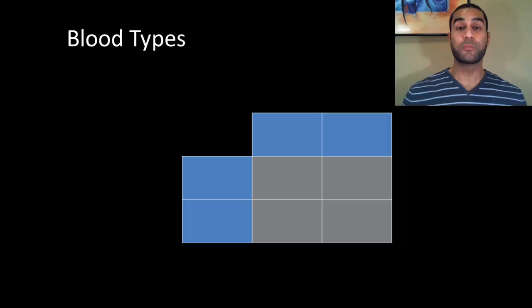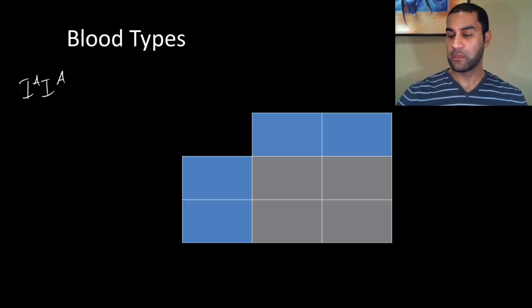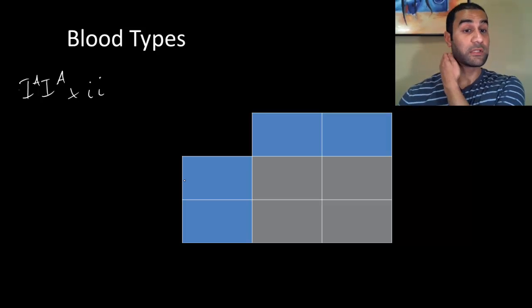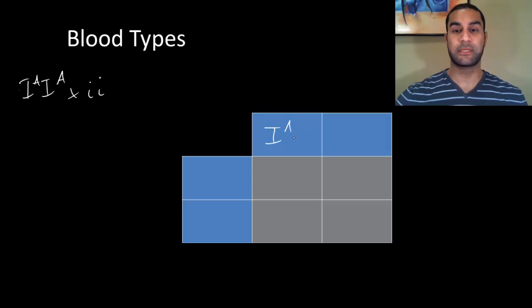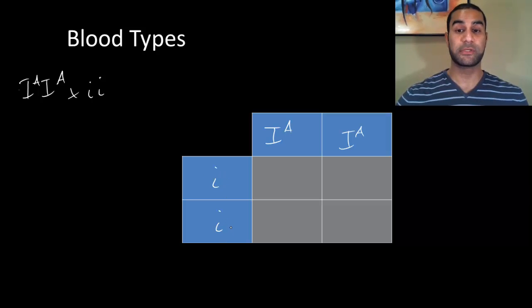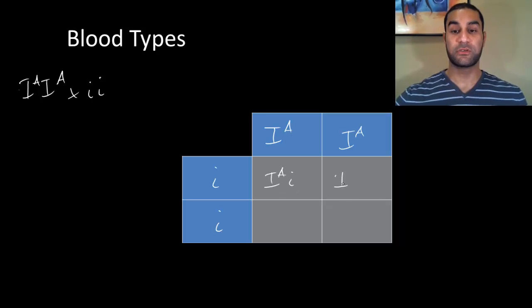Let's say I have a parent who's homozygous type A crossed with a type O parent. So parent 1 is homozygous IA crossed with a parent that's type O. So if I do this cross, the first parent, again I separate out the gametes. The first parent will always give an IA because both of the alleles are the same. The second parent, again, will always give the same allele. This time they happen to both be recessive. 100% of the offspring will show for this genotype, heterozygous IA.